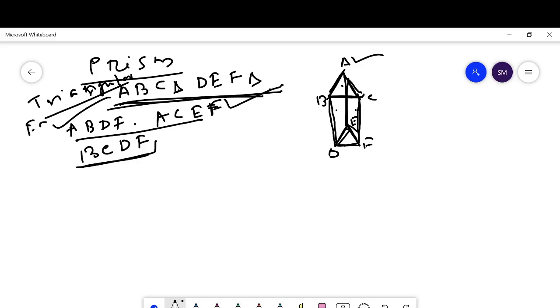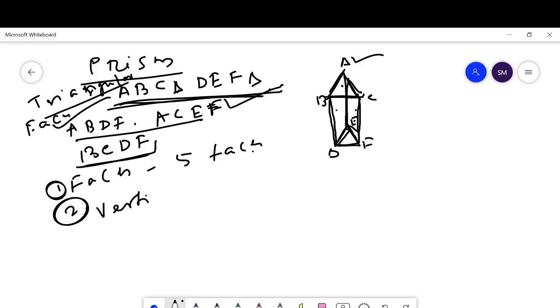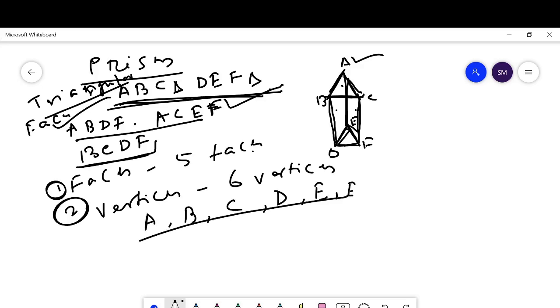Then the faces of a triangular prism: how many faces? 5 faces. And then vertices: 1, 2, 3, 4, 5, 6. Vertices are 6 vertices. What are those? A, B, C, D, E, F are the 6 vertices.